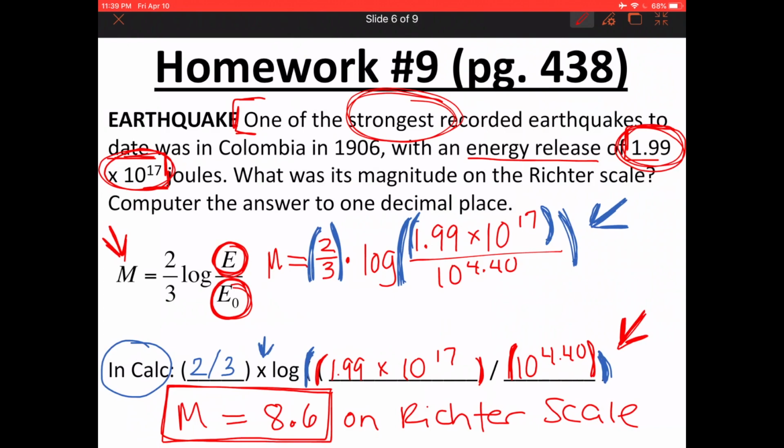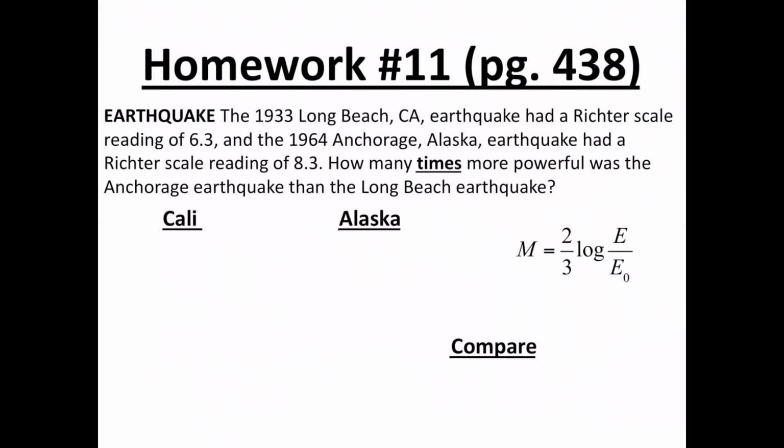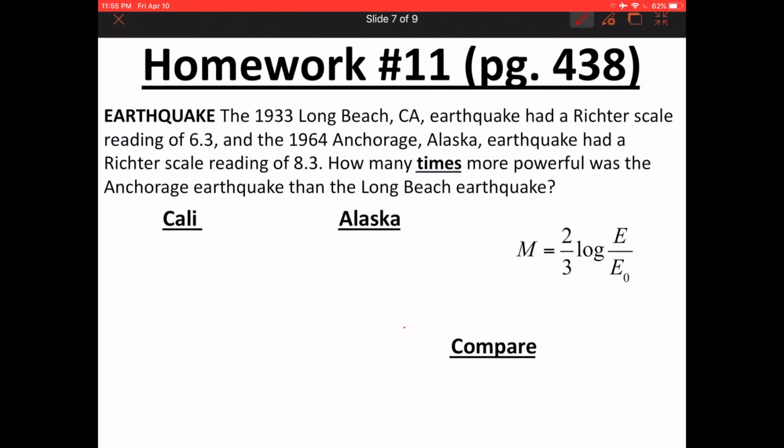All right, guys, let's go to our last example here. Again, dealing with earthquakes. For our last example, we have the 1933 Long Beach, California earthquake had a Richter scale reading of 6.3. And the 1964 Anchorage, Alaska earthquake had a Richter scale reading of 8.3. How many times more powerful was the Anchorage earthquake than the Long Beach earthquake?